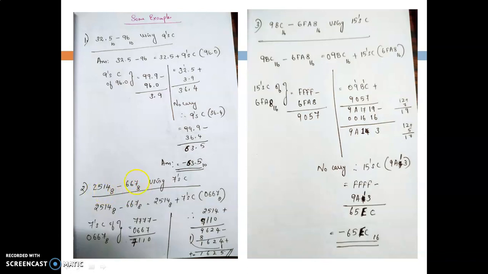So you're going to make this 667 as 0667. Only then this will become equal to the number of digits in 2514. Now how will you find out 7's complement of 0667? It is 7777 minus 0667, which will give you 7110. Now you are going to add this 7110 with the 2514.